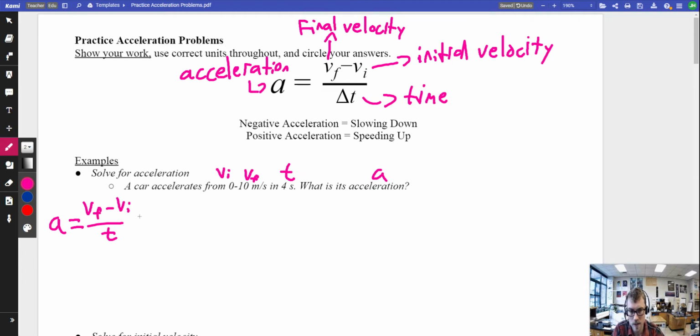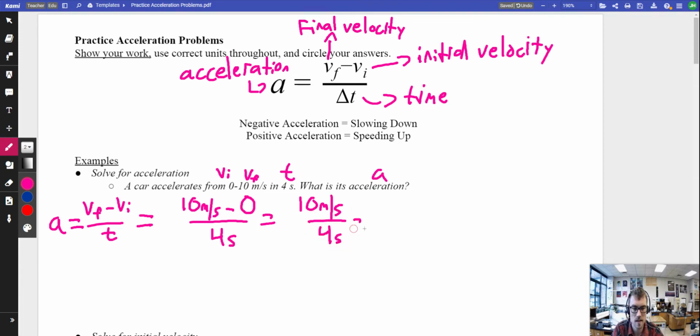We don't know that. So now we need to fill in our information. Acceleration is equal to the final velocity. Remember, the final velocity is what we ended at. That is 10 meters per second minus our initial velocity. What was our initial velocity? 0, divided by our time, which in this case is 4 seconds. So we've got 10 minus 0, which is still 10 meters per second, divided by 4 seconds. And then 10 divided by 4 is, if you use your calculator if you need, 2.5 meters per second.